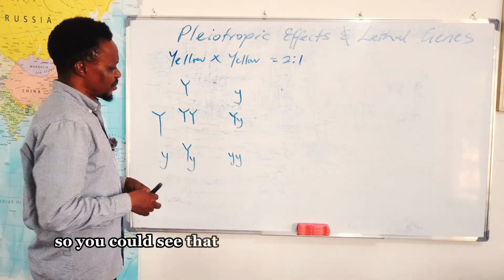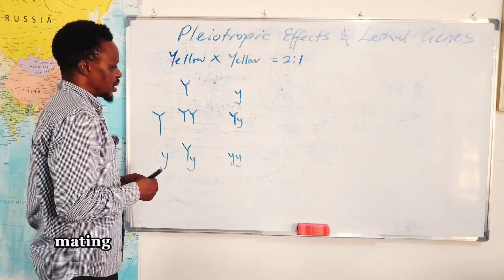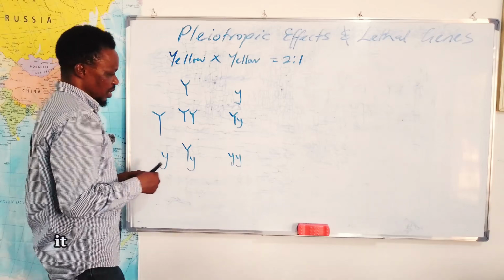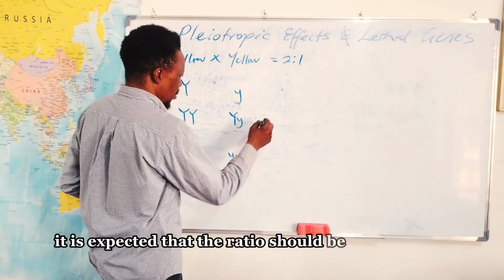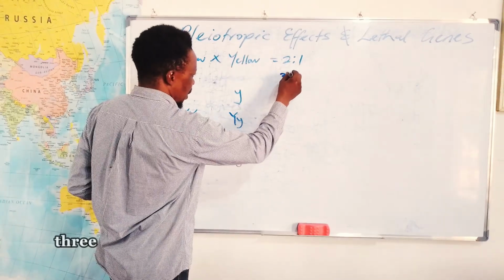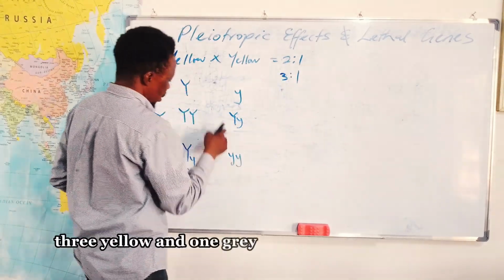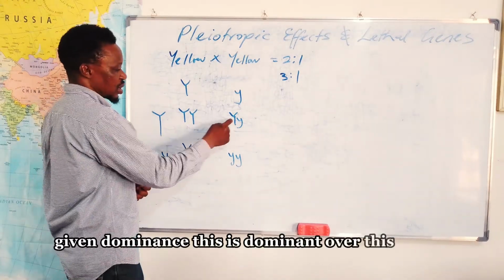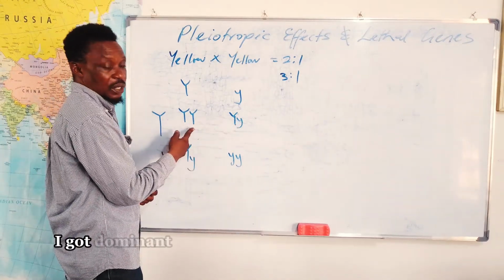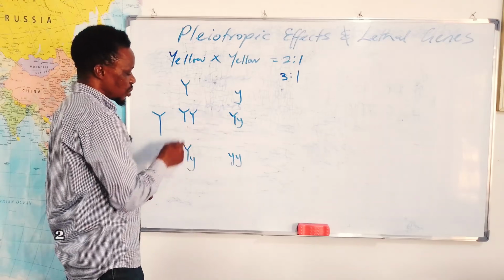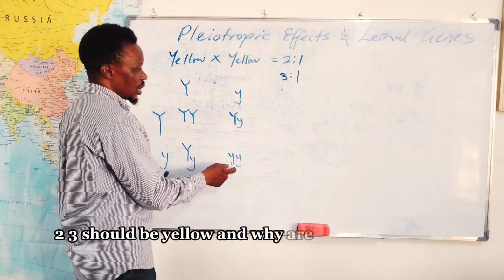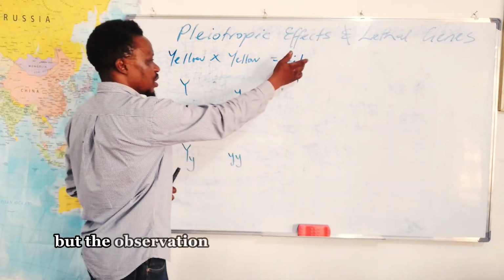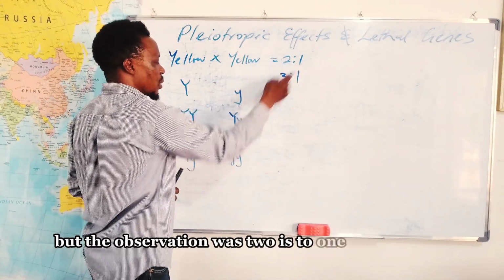So you could see that from this mating, this Punnett square, it is expected that the ratio should be 3 yellow and 1 gray. 1, 2, 3. Given dominance, this is dominant over this. Heterozygote dominant. So phenotypically 1, 2, 3 should be yellow, whereas this one should be gray. But the observation was 2:1.